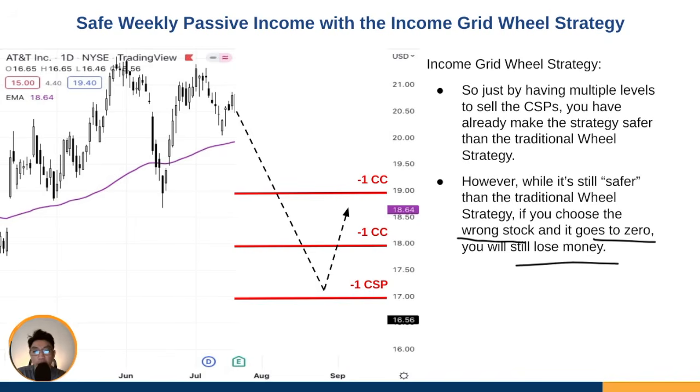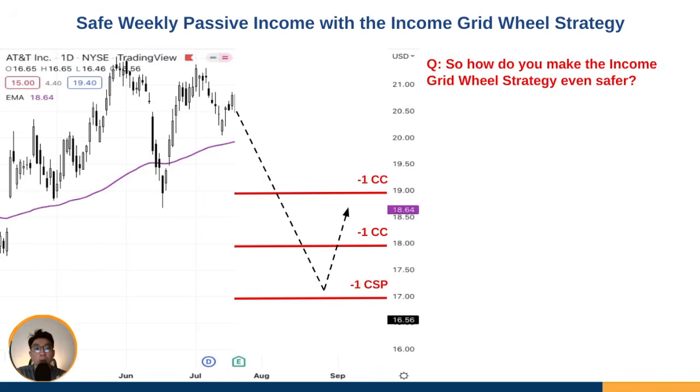So this is the very big impact that really determines whether you're going to be profitable with this strategy or not. And that is choosing the right stock, right? Because if you choose the wrong stock, no matter how many levels that you have, even though you go all the way to $1 of the stock, if it goes to zero, you're just going to lose everything, right? So that is why it's also very important to choose the right stock when you're doing this income grid wheel strategy. So how do you make the income grid wheel strategy even safer?